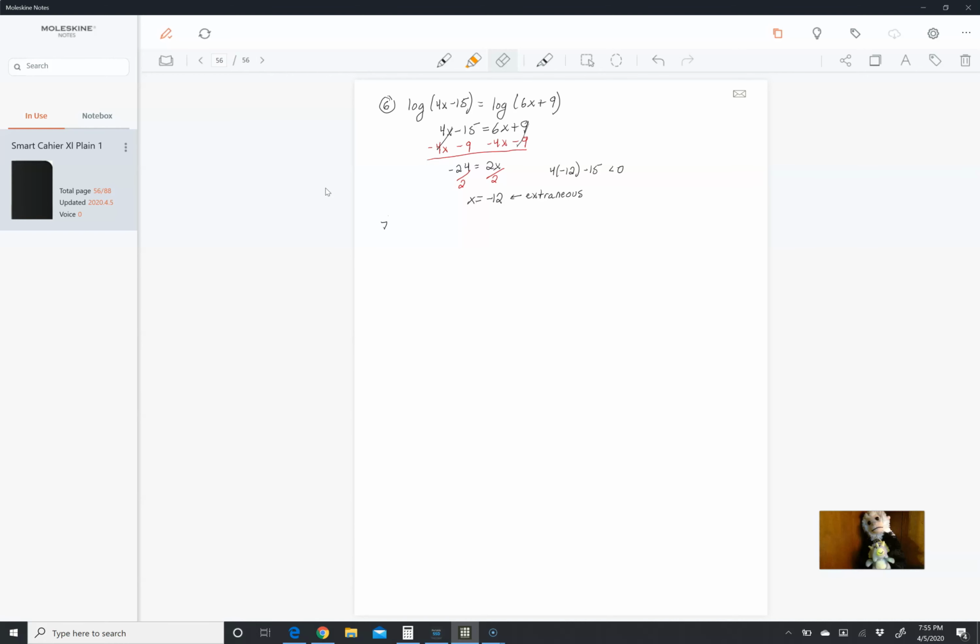Let's try the next one. So we have the ln of x minus 4 plus the ln of x plus 2 is equal to the ln of x plus 10. I wrote x plus 2. I didn't mean to write x plus 2. I meant to write x plus 10.